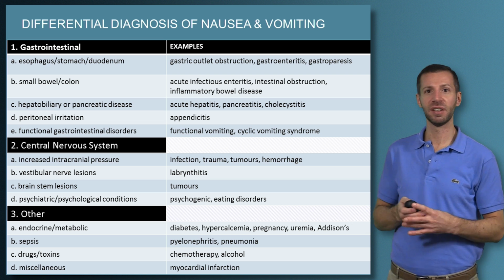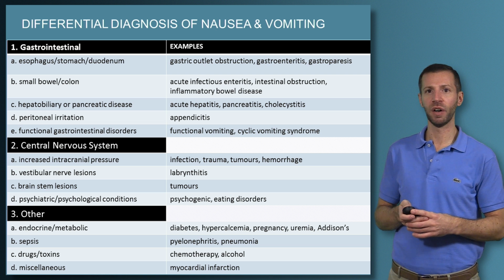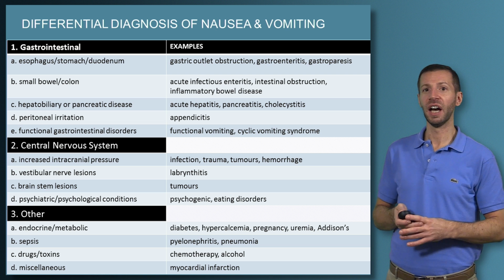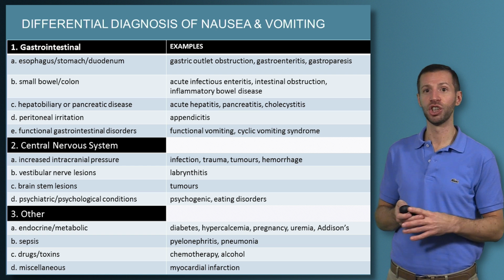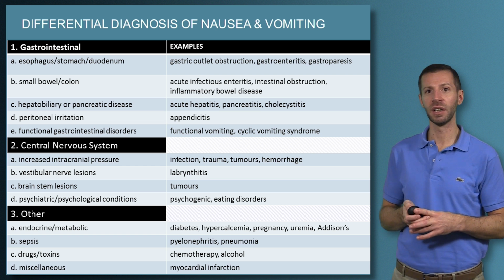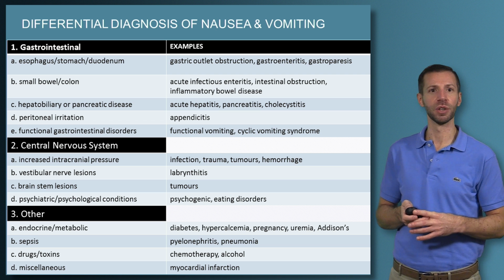Any state of sepsis, whether it's, for example, an infection of the kidney, which we refer to as pyelonephritis, or even lung infections like pneumonia, can have predominant GI symptoms as well, including vomiting, or even bloodborne infections. If the patient's bacteremic, vomiting may be a feature.